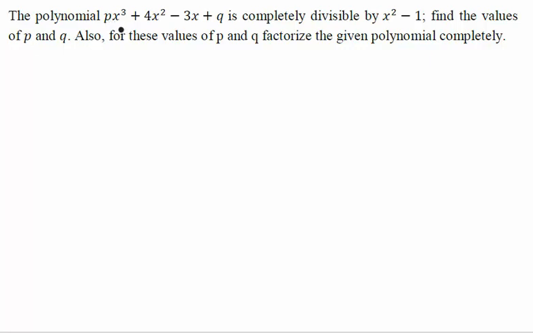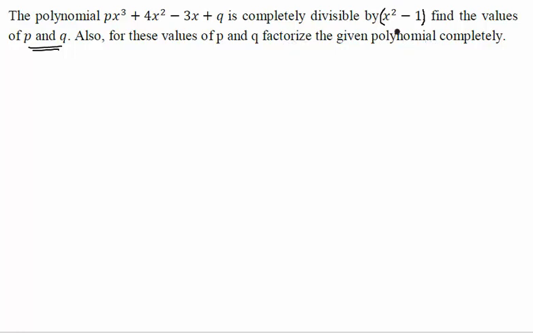Okay, this time the question is: the polynomial px cube plus 4x square minus 3x plus q is completely divisible by x square minus 1. Then find the values of p and q. Also, for these values of p and q, factorize the given polynomial completely, right?